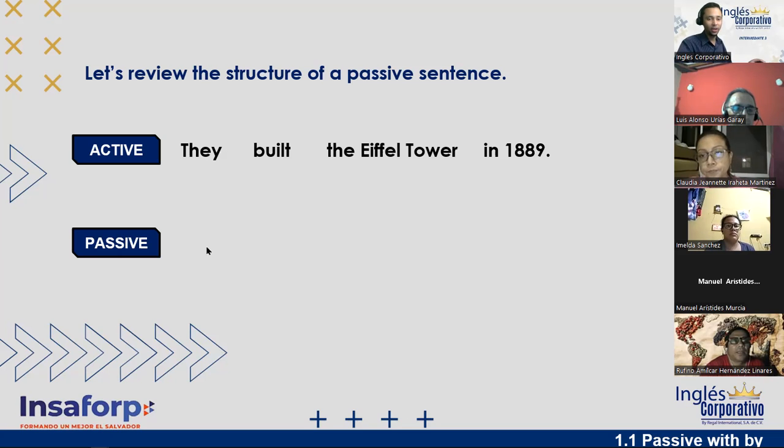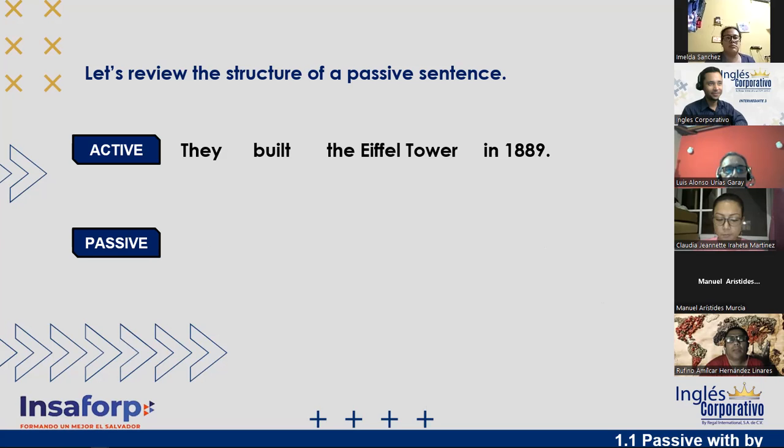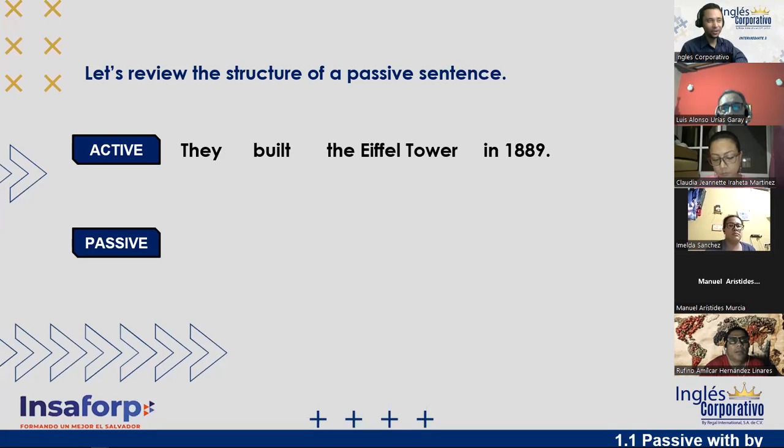El verbo. Okay, what would be the passive sentence? The Eiffel Tower was, so far so good. Was built by they in. Okay. By they, all right. Very good, but there is a problem at the end.